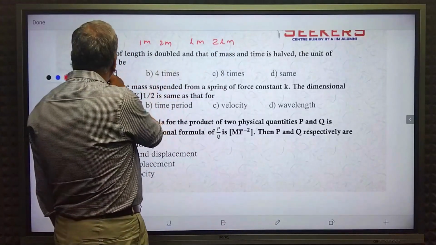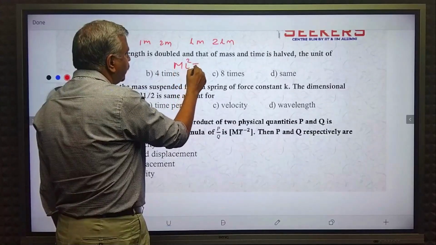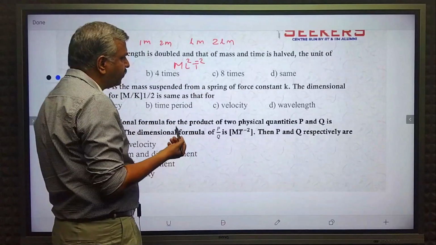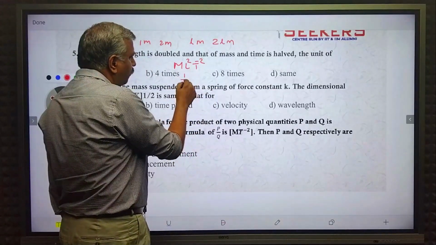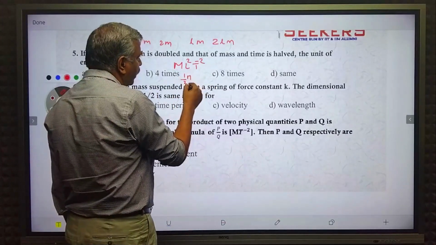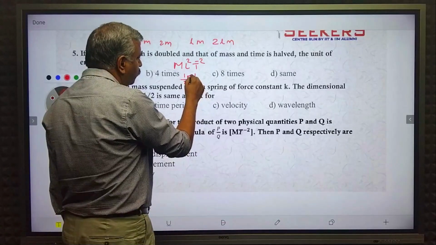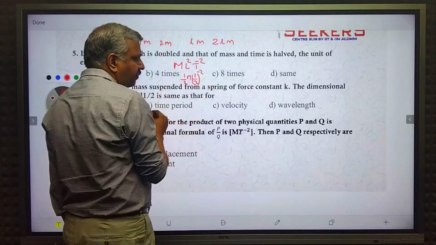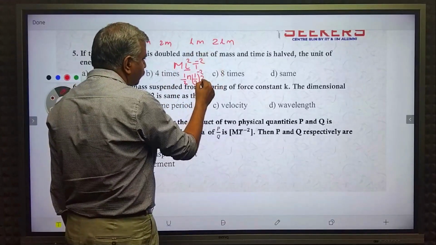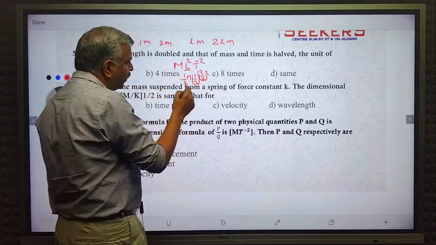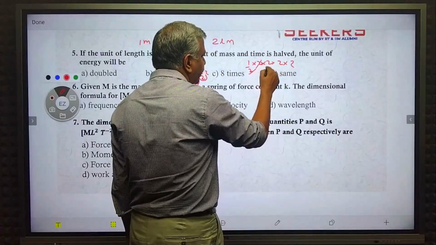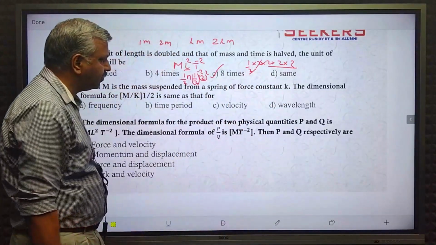So here they are asking you for the unit of energy. Energy is mL squared T power minus 2. So mass and time is halved. If mass is halved, it will become 1 by 2 of the existing mass. Similarly, time is also halved, so it will become 1 by 2 raised to the power minus 2. L squared: just now I explained to you, the unit is doubled means it will become 2 times L, so 2 times squared. So this will give me half into 2 into 2 into 2 into 2. So the 2's get cancelled, 2 into 2 into 2 is 8 times. So the answer will be 8 times.